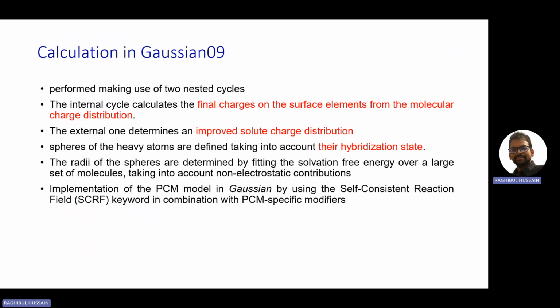So it is performed making use of 2 nested cycles. The internal cycle calculates the final charges on the surface elements from the molecular charge distribution, and the external one determines an improved solute charge distribution. Spheres of the heavy atoms are defined taking into account their hybridization state. How will you find out the radii of the spheres? It is found by fitting the solvation free energy over a large set of molecules, taking into account non-electrostatic contribution, because it depends on the shape and size only. The implementation of the PCM model in Gaussian can be done by using the keyword SCRF, self-consistent reaction field. SCRF equal to, when you write something, it is asking you to execute that algorithm.